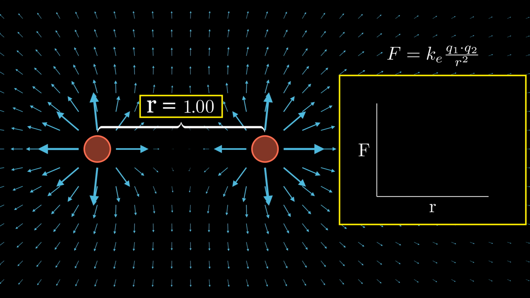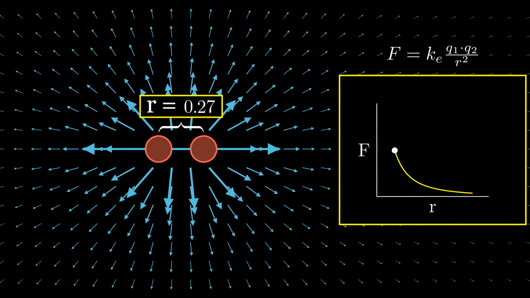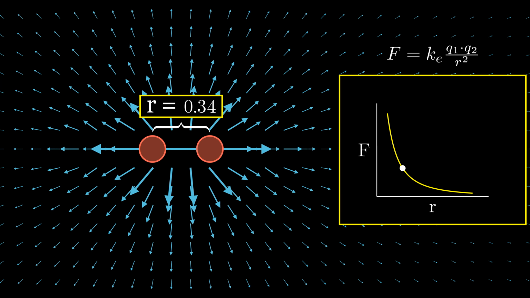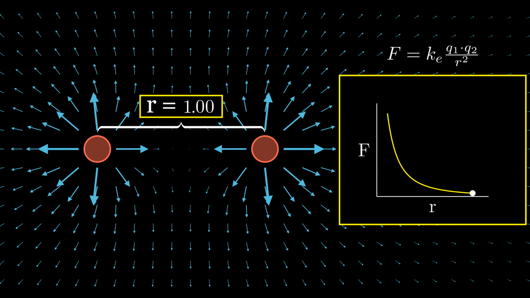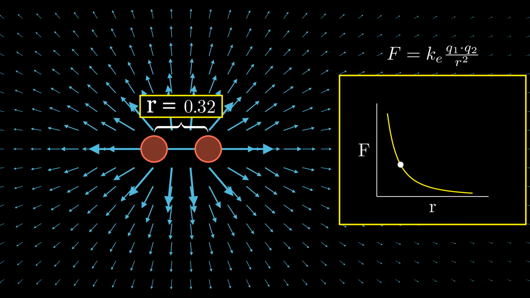So we start with the relative distance of 1. As we bring the protons closer together, you can see that the forces they exert upon one another increase very quickly. In fact, they increase asymptotically as R approaches 0. This is due to that 1 over R squared term. It blows up when the distance between the protons gets very small.